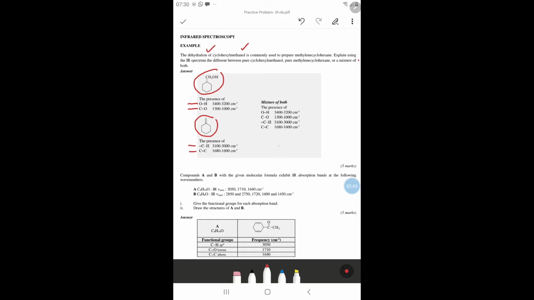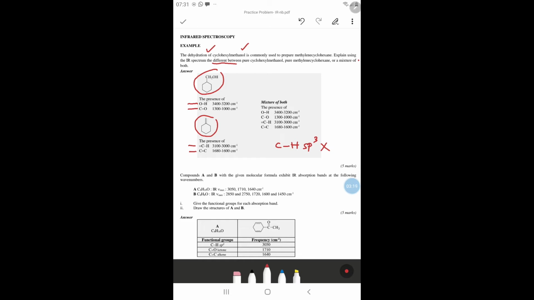Why is CH sp3 not included? Because the question asks you for the difference. For the first compound, you see CH sp3. The second compound, you also see CH sp3. But since these are the same, they cannot be used to differentiate between the two compounds. That's why we cannot put CH sp3 as one of the answers. You just need to put whatever differentiates between these two compounds. That is what you need to put in the list.